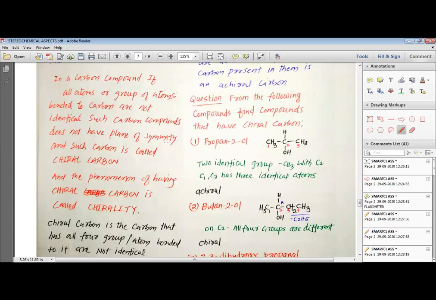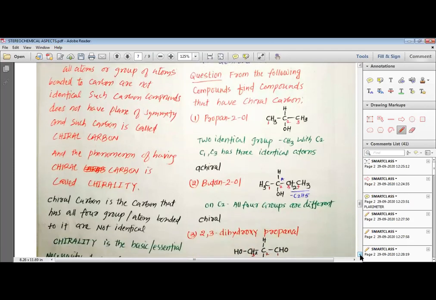So to not have a plane of symmetry, there is only one condition, and that condition is that the compound must not have any two identical groups present on the carbon. All the atoms or groups of atoms bonded to the carbon must be different, exactly different, not the same. So all atoms or groups of atoms bonded to carbon are not identical. Such a carbon compound does not have a plane of symmetry, remember. And such carbon is called chiral carbon.